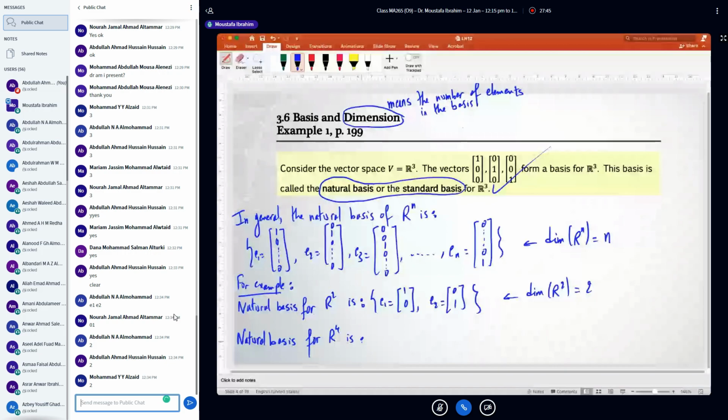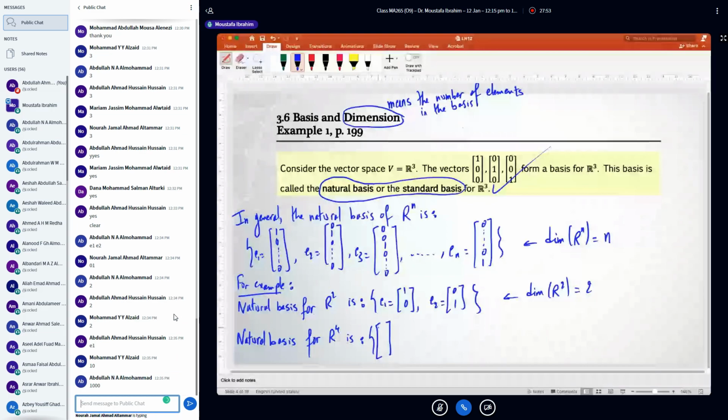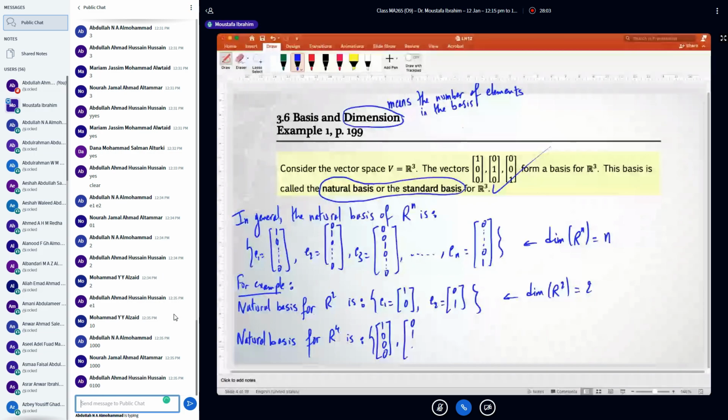So here, how many components? What's the first vector? So we have 4 components. So the first one, 1, 0, 0, 0. Second one, so 0, 1, 0, 0.